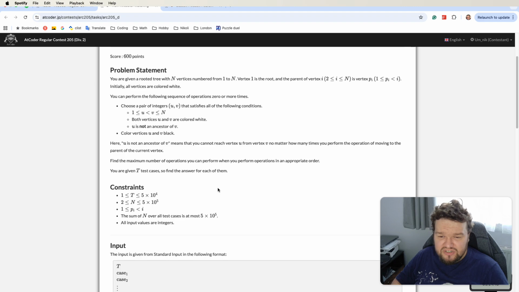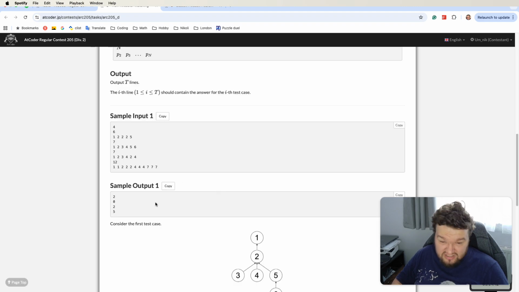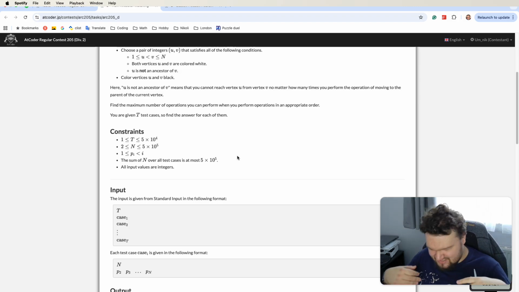Do I need to actually print the matching or just the number? Just the number. Oh, then it's even easier. I don't need to do the matching and unmatching. I know that it is possible, and that's enough for me.